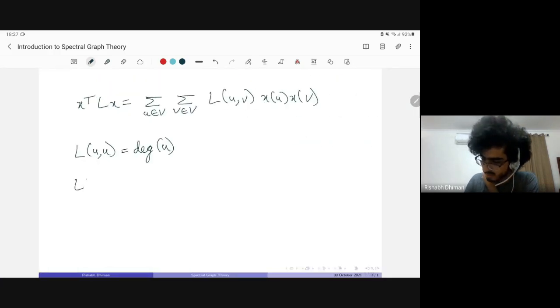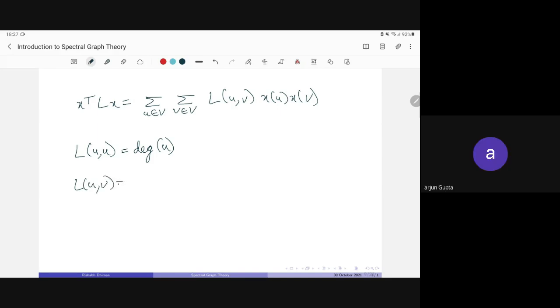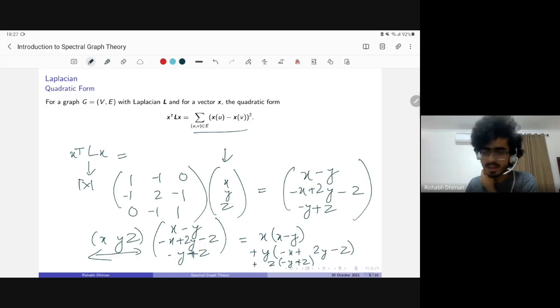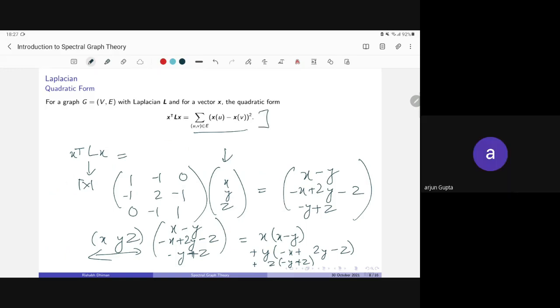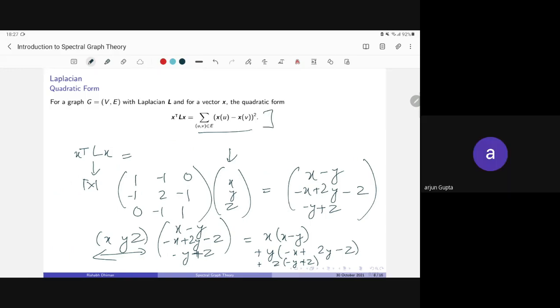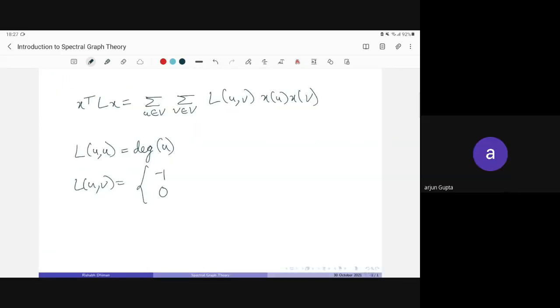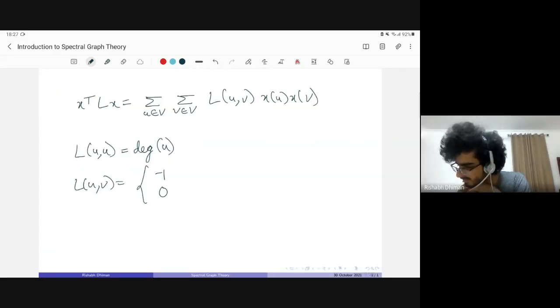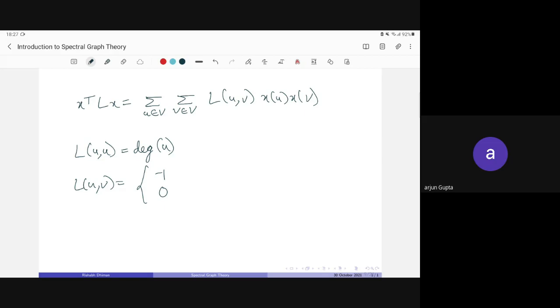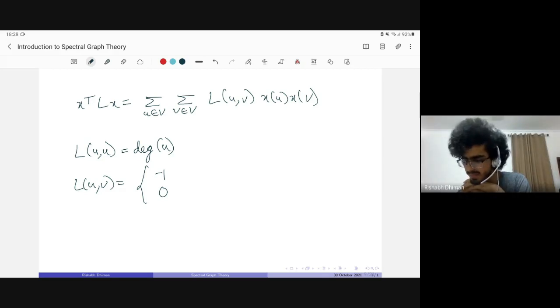How do you obtain this formula which you have written in the first line? Yeah, this is just matrix multiplication, because this is exactly matrix multiplication.